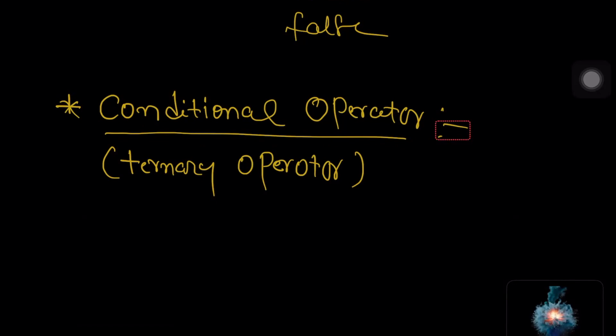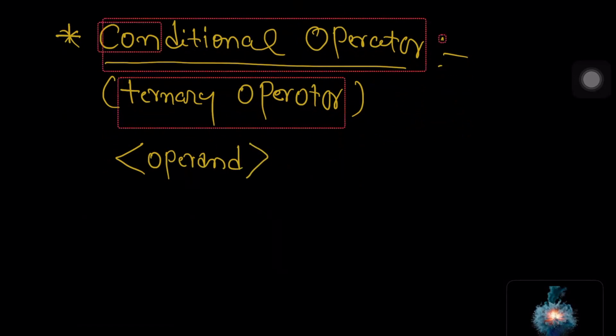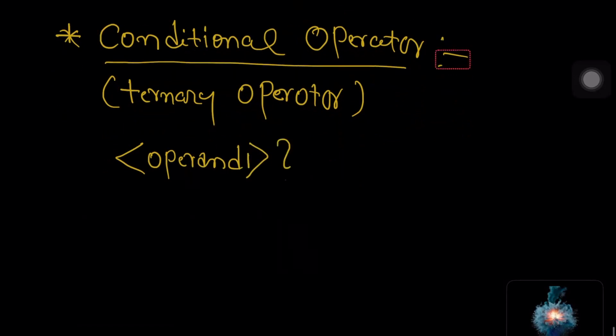We'll see how we are going to use it. This is the syntax that I'm going to write, and later we'll take an example. First, this is the first operand, which we call operand 1. Then a question mark. Everyone remember this is the syntax to write a ternary expression.